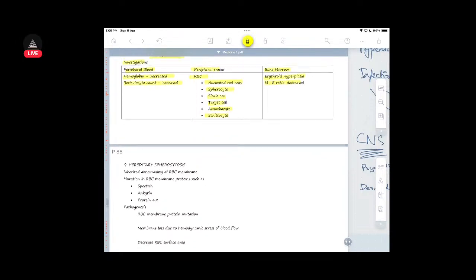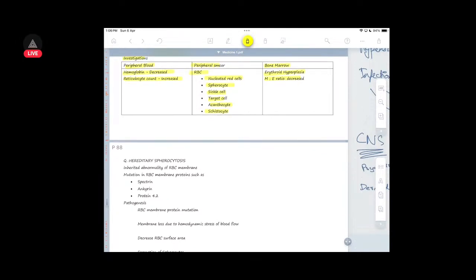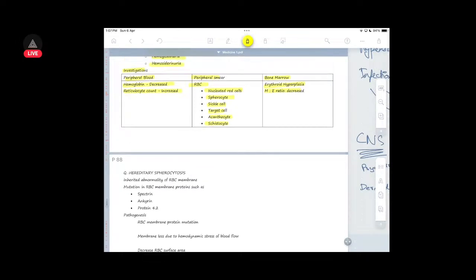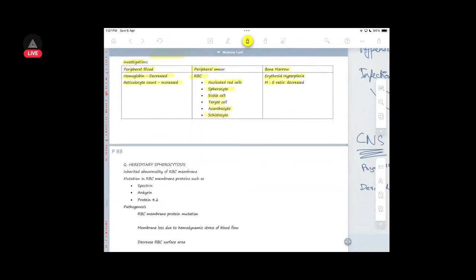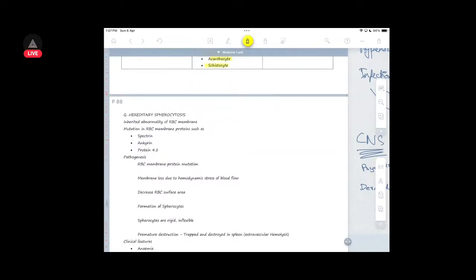I forget what the ME ratio is. Myeloid to erythroid ratio will be decreased because erythroid cells will be increased. Erythroid hyperplasia is there. That's why the myeloid to erythroid ratio will be decreased.